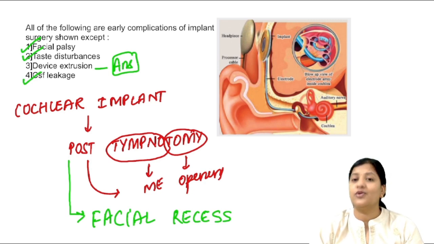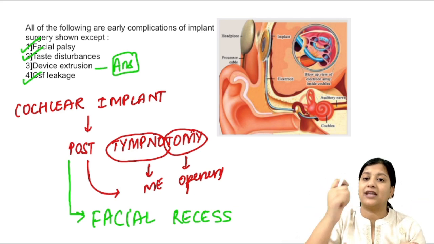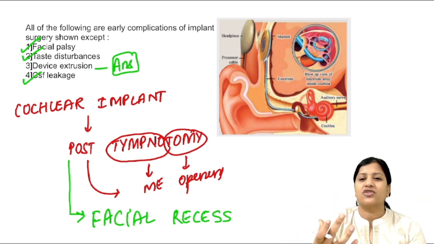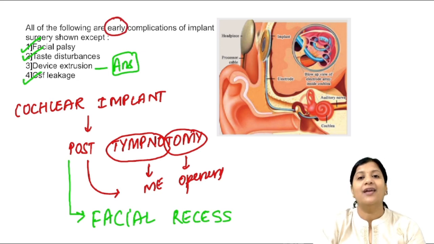Device extrusion is usually not seen because we actually make a hole in the temporal bone, put the device inside and secure it with sutures. So device extrusion is usually never seen or extremely rare. And even if it does occur, it is never an early complication. It can be a delayed complication. And the question is asking us about early complications. Okay.